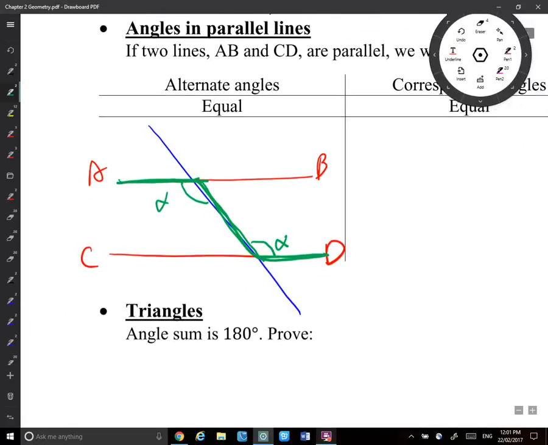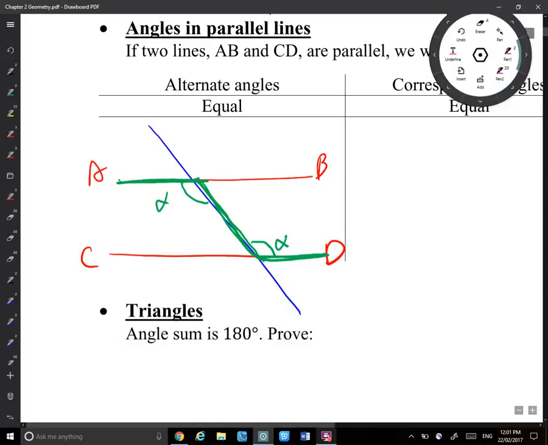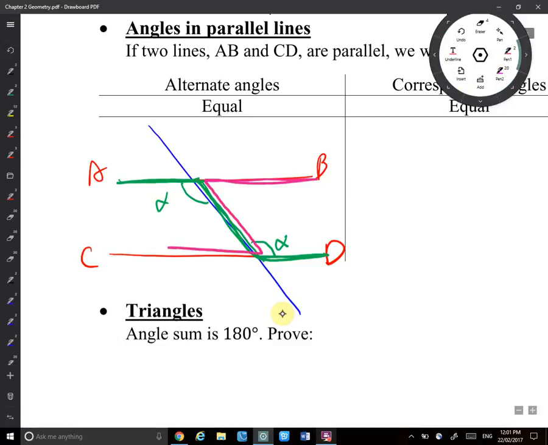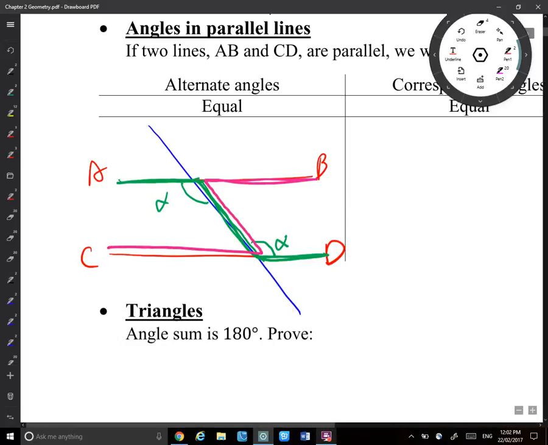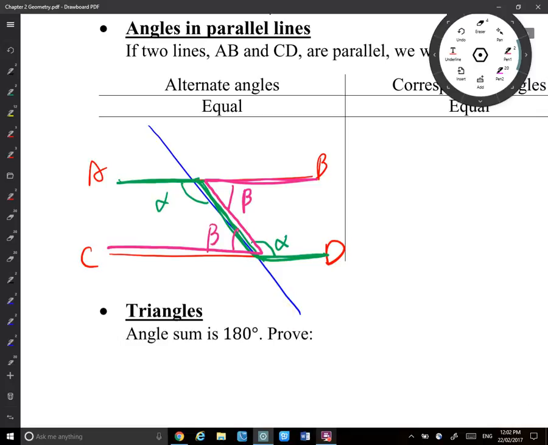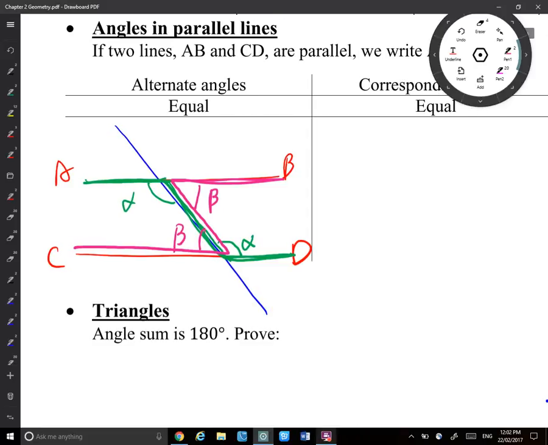We can look for other Z shapes as well. For example, we can look for this Z shape. You can see there's a Z. If that's a Z shape, that's beta, and this one will be beta as well. Okay, we can find two pairs of alternate angles in this diagram.